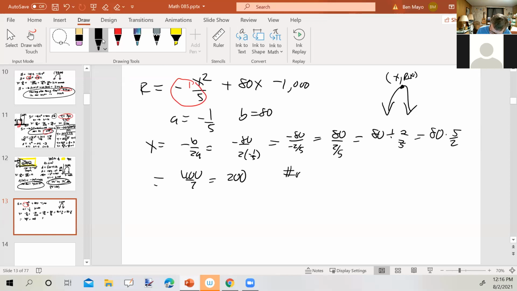So number of stereos sold is 200. And that not only means hashtag, it also means number way before hashtag existed.